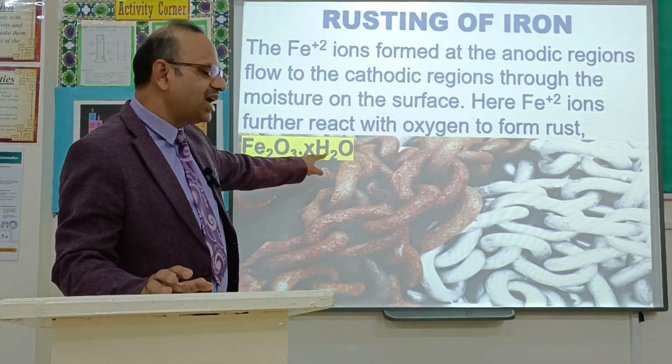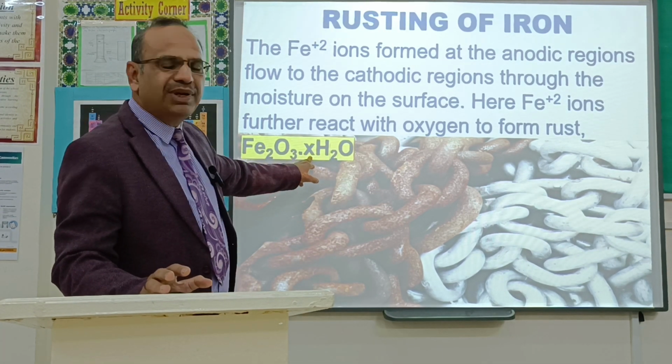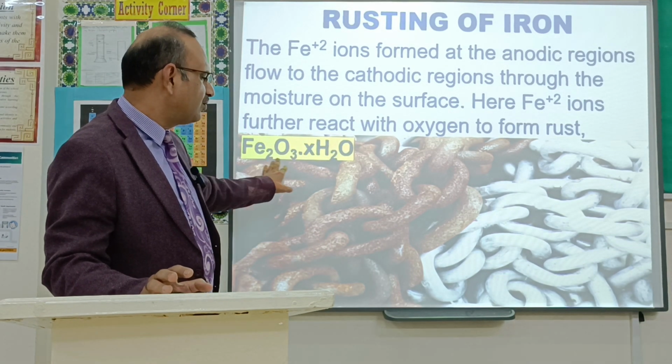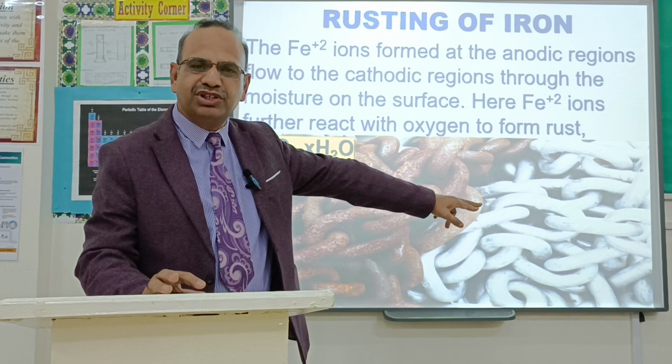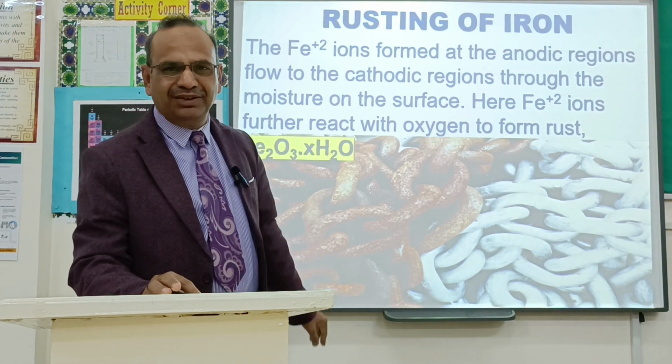Fe2O3·xH2O is rust. So x may be the number of water molecules. So this one is the formula of rust. Look at that, this one is the original iron, gray in color, and this one is a rusted iron.